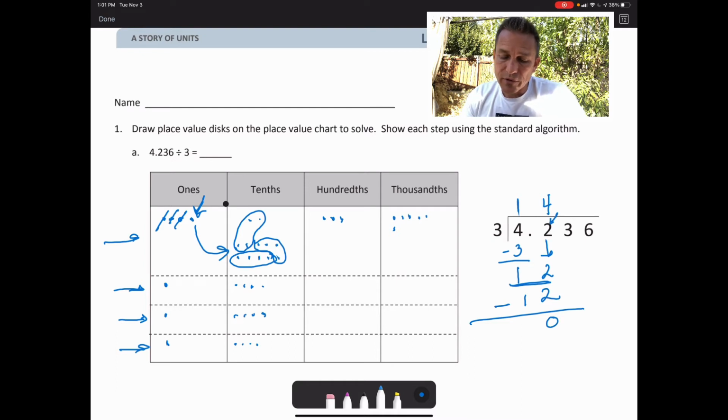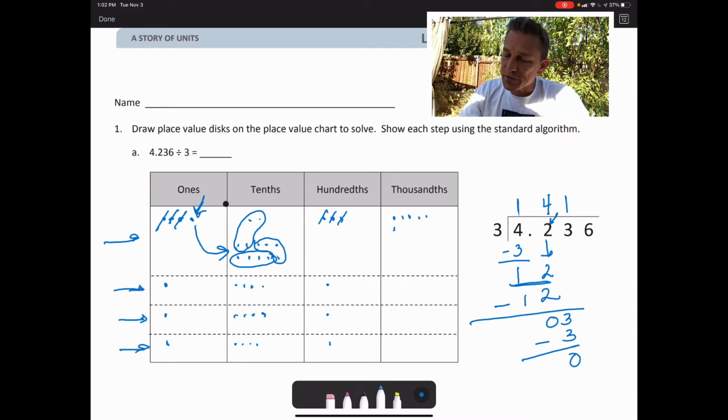So now I'm doing the hundredths. There are 3 hundredths, and I can give 1 to each group. So all 3 are gone. How many did I give to each group? 1. And how many did I share total? I shared 3. So there are no hundredths left.